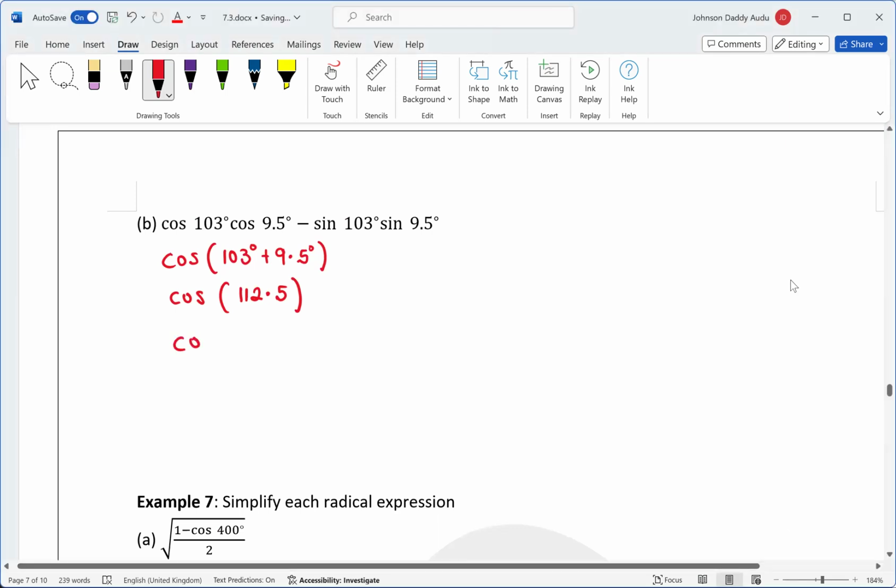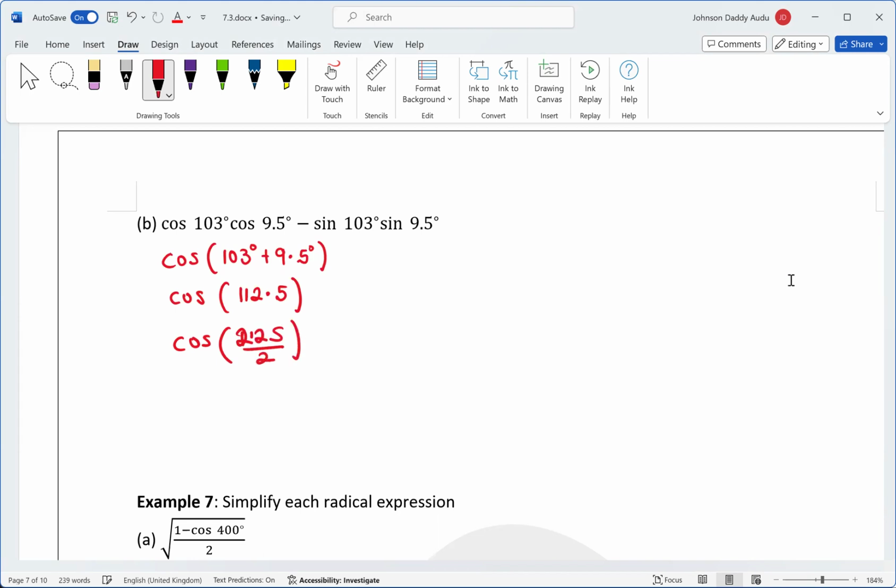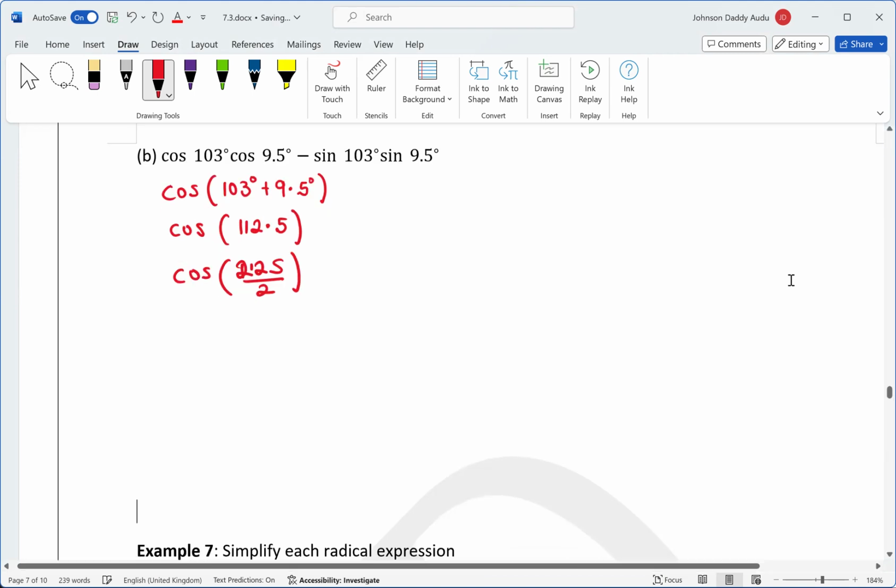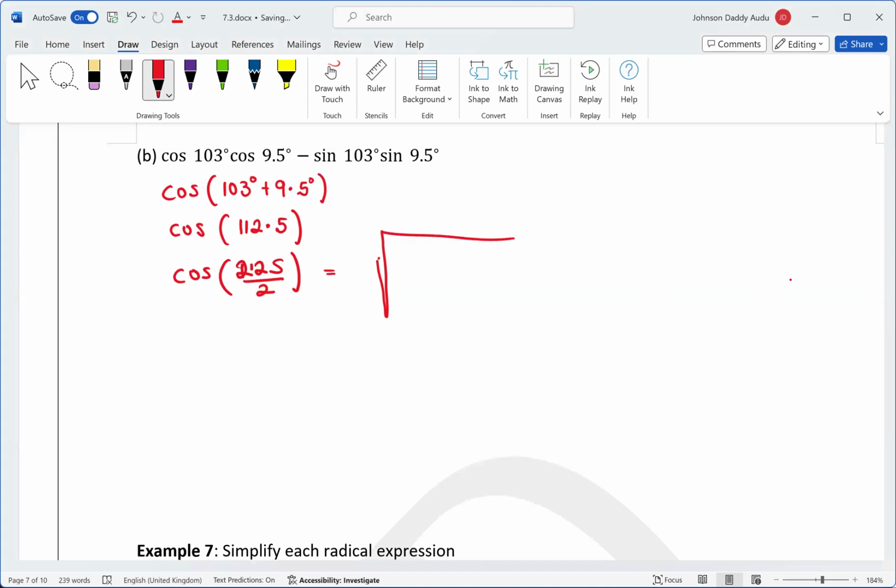And now this is nothing but cosine 225 divided by 2, right? And then we can use the half angle formula for cosine. This is nothing but plus minus, so this is the square root of 1 plus cosine 225 over 2.